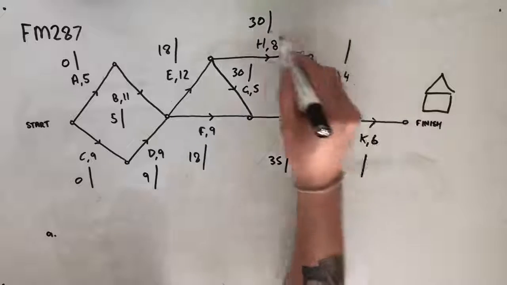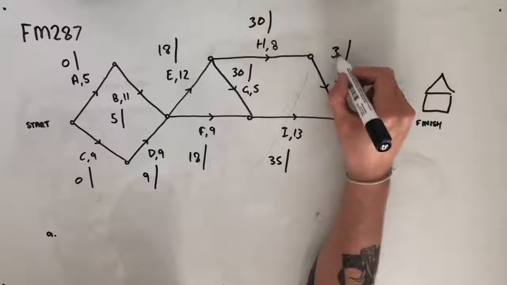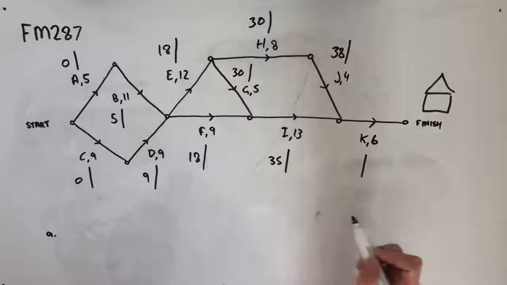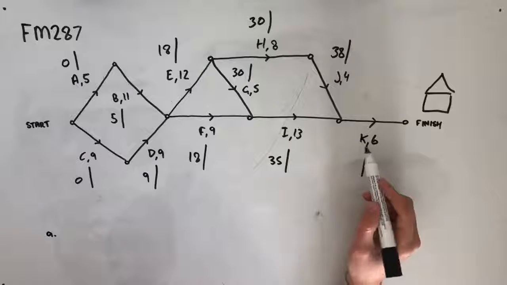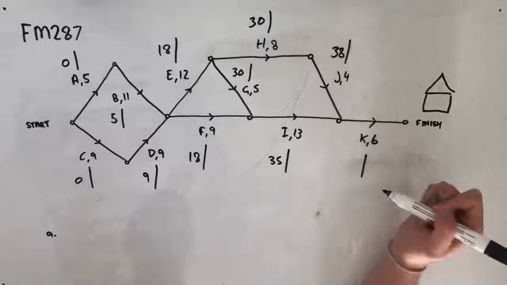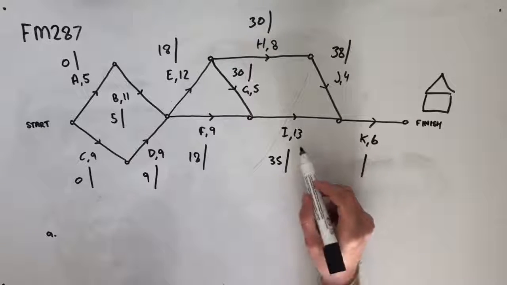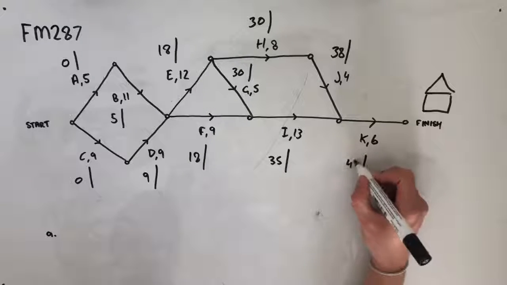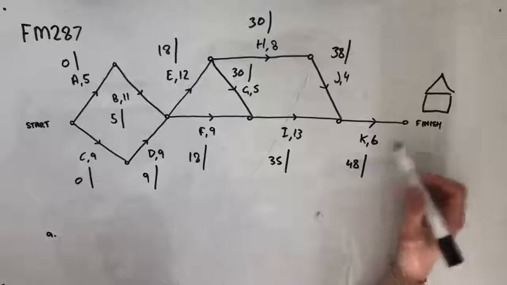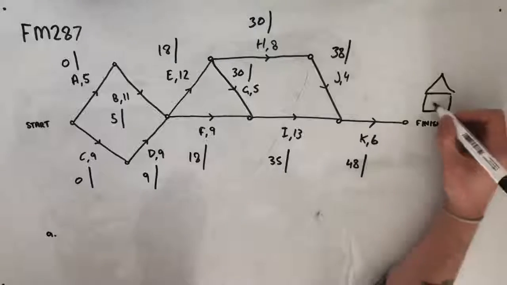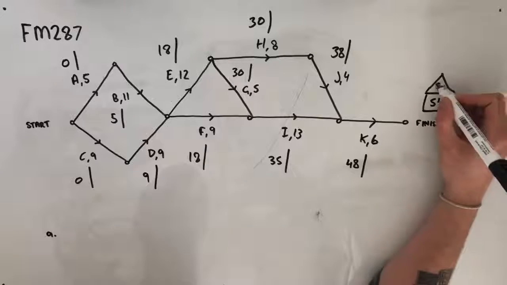J is going to have an earliest starting time of 30 plus 8, 38. And from here, K is either going to have an earliest starting time of 42, or it's going to have an earliest starting time of 48. We pick the larger of the two, 48. And then from here, we're going to finish it in 6 more days on top of that 48. So the finishing time should be 54.